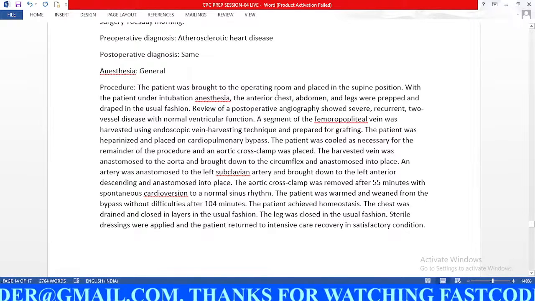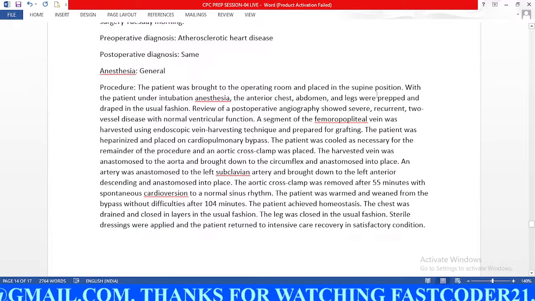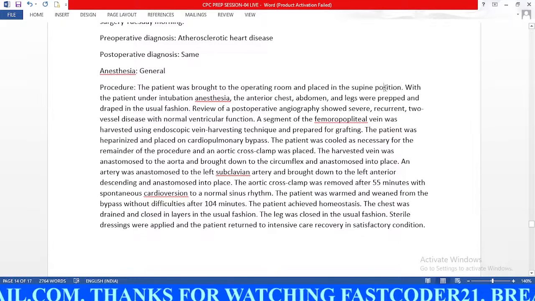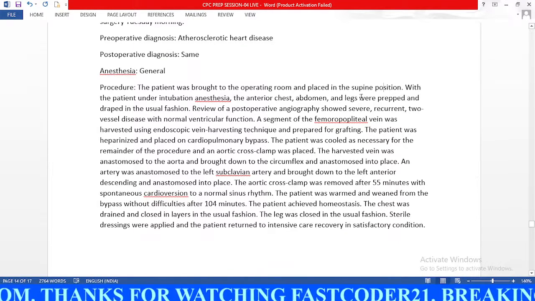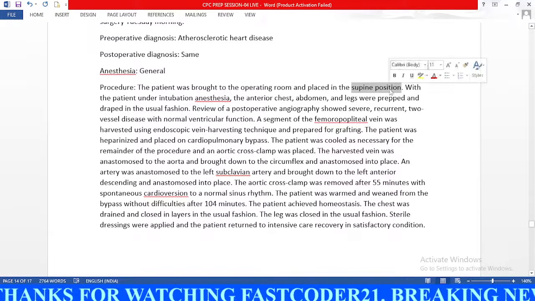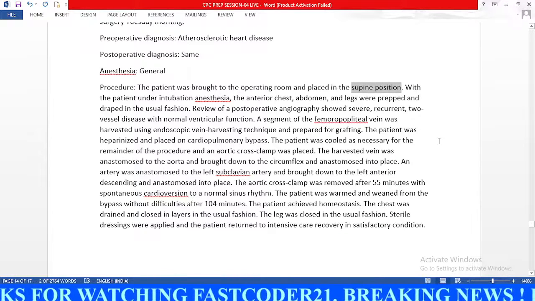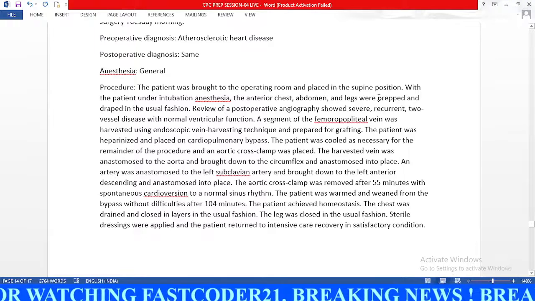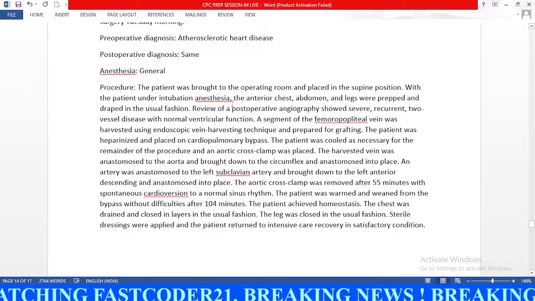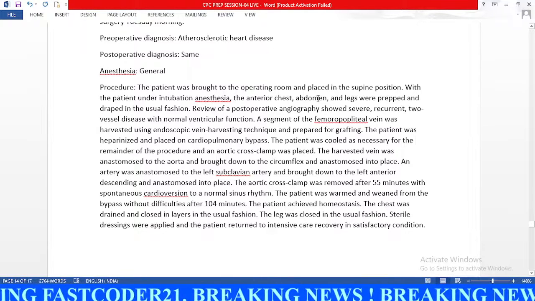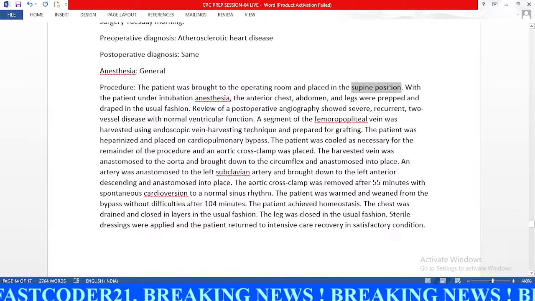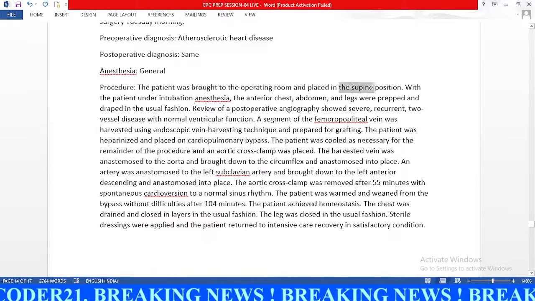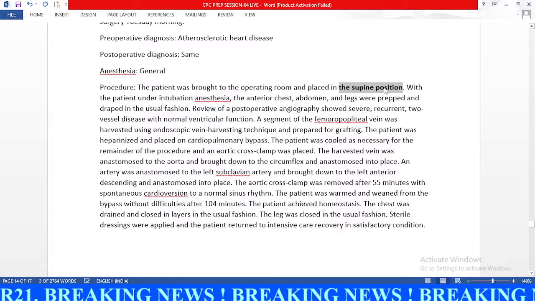The patient was brought to the operating room and placed in the supine position. These positions you also need to check while reading the operative reports. Why? As you know, we have procedures using the supine position as well as the prone position. With the patient under intubation anesthesia, this is very important. This is a very important keyword. Position is very important. We'll mark it here.